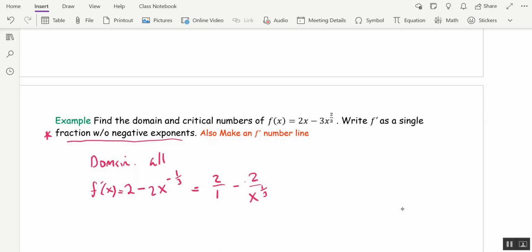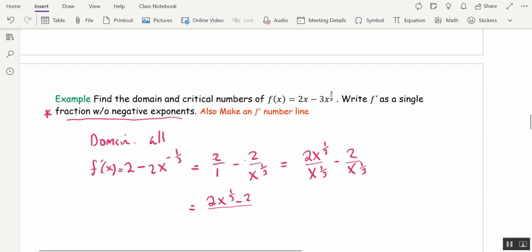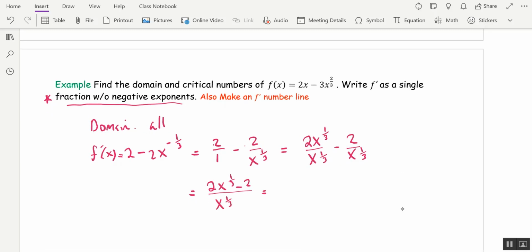So my common denominator is x to the 1/3. So I multiply 2 by x to the 1/3 over x to the 1/3. And that gives me 2x to the 1/3 over x to the 1/3 minus 2 over x to the 1/3. And that's equal to 2x to the 1/3 minus 2, all over x to the 1/3. And we can factor that a little bit further. Take the 2 out: 2 times x to the 1/3 minus 1, over x to the 1/3.